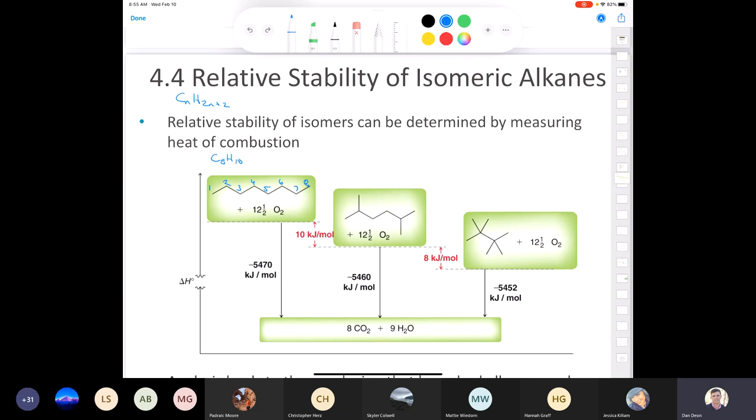And you're thinking, come on, you're getting the same products. You're getting 8 carbon dioxides and 9 water. You're adding 12.5 oxygens. It's the same balanced equation all three times, but you're getting different enthalpies.